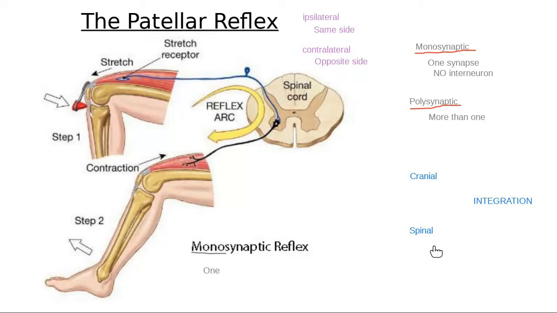So Gloria asked how we could tell that this particular reflex is a monosynaptic reflex. It comes back to the definition of what monosynaptic means.